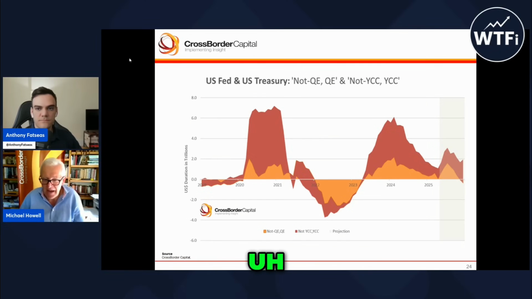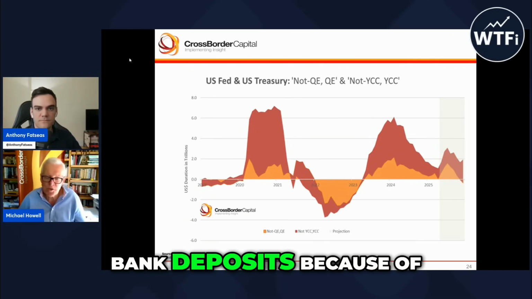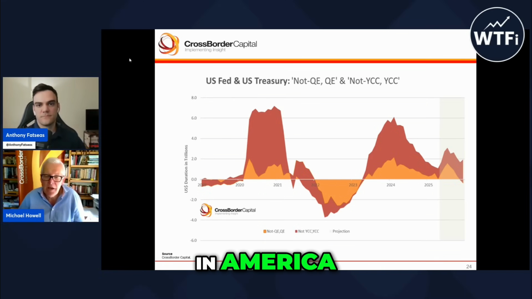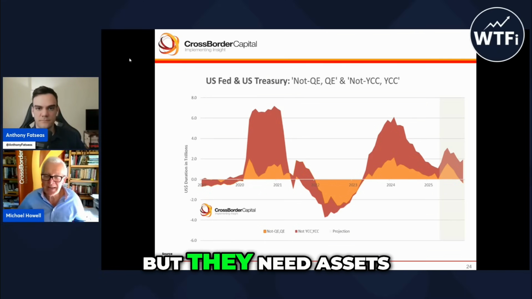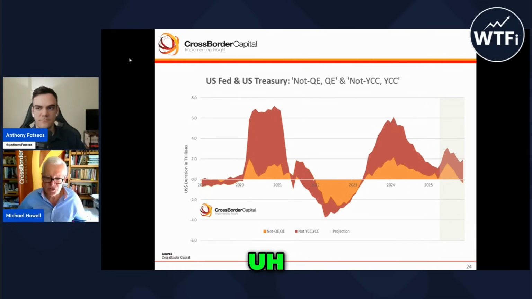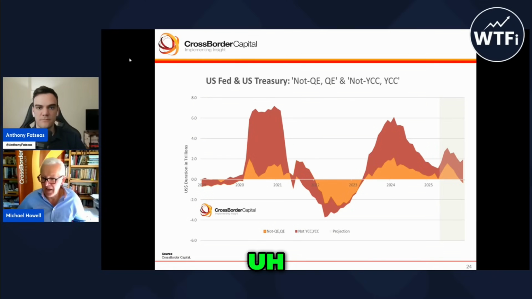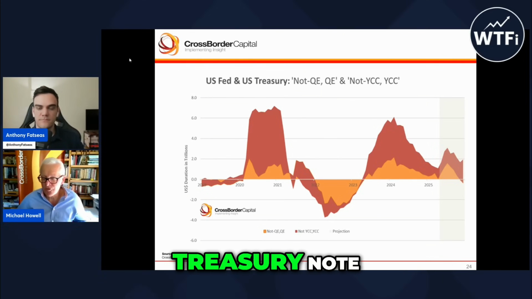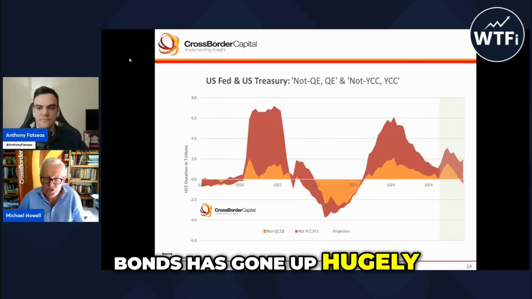Because it's easy. The appetite for bills is unending, and it's largely because the banks, who are receiving a lot of bank deposits because of the very generous fiscal policy that's going on in America, are building up their bank deposits on the liability side of their balance sheet, but they need assets to offset that to duration match. And what duration matches a bank deposit is a short-term Treasury bill or short-term Treasury note. And that's exactly what they're buying. So the appetite for bills has gone up hugely.